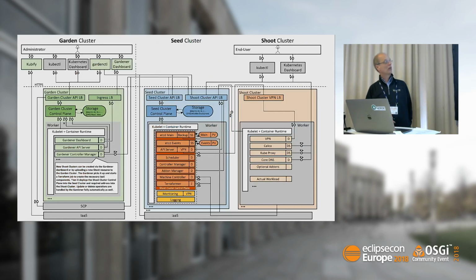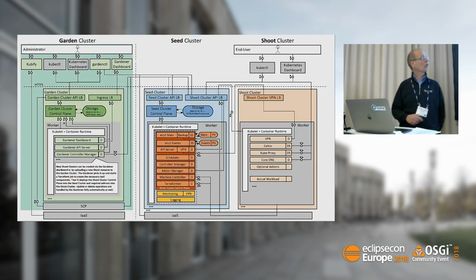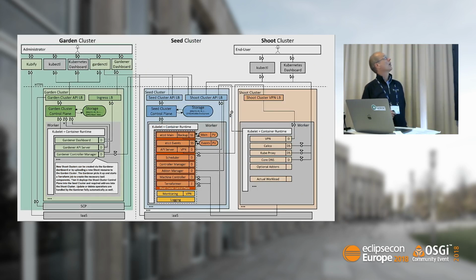This is an architecture diagram. On the left-hand side, we have the Gardener. We have a command line tool. You can also use kubectl to control it. We have the Gardener cluster's control plane. And then, most importantly, we have the Gardener API server, which is an extension to the Kubernetes API server.